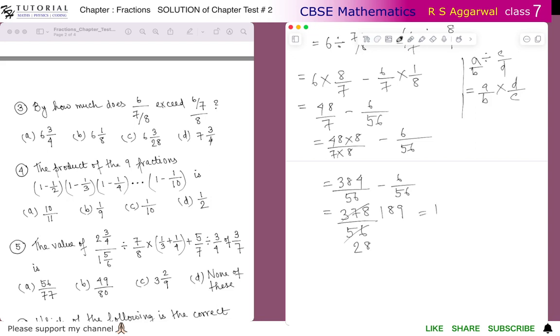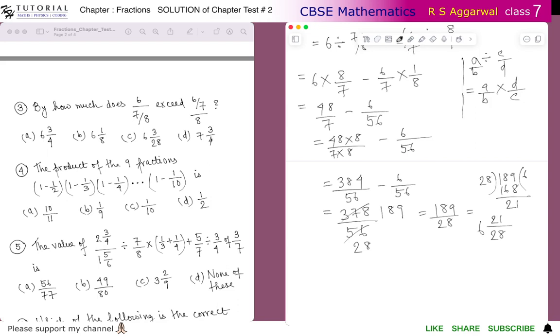So this is 189 by 28. We have to convert this into a mixed fraction because the choices are given in mixed fractions. So how much do we have to divide 189 by 28? I think it goes 6 times, 6 into 28 is 168, remainder 21. So this becomes 6 and 21 by 28.